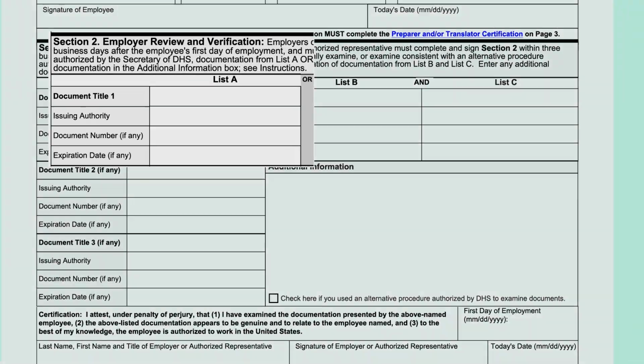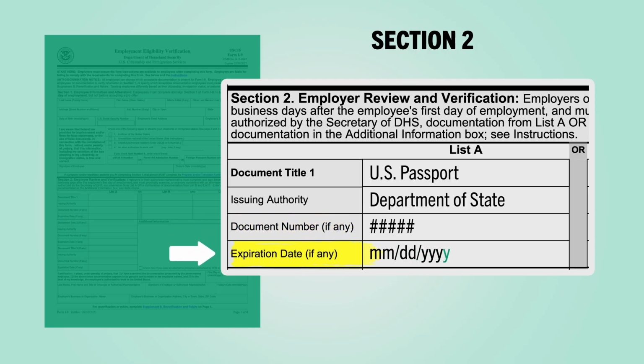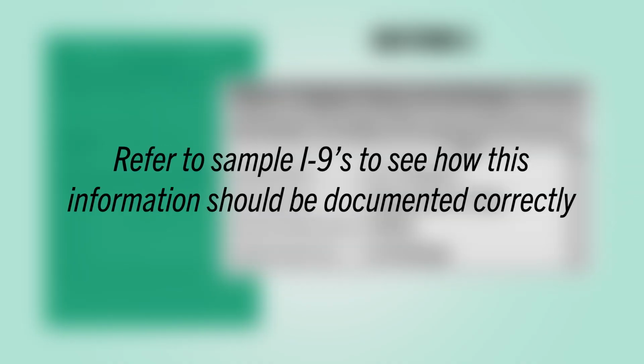When filling out Section 2, list the document title exactly as shown. Then list the issuing authority, followed by the document number. Include the expiration date if one is shown. Some documents, like Social Security cards, don't have expiration dates. Refer to sample I-9s to see how this information should be documented correctly.